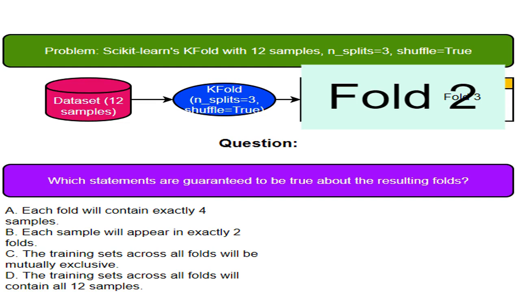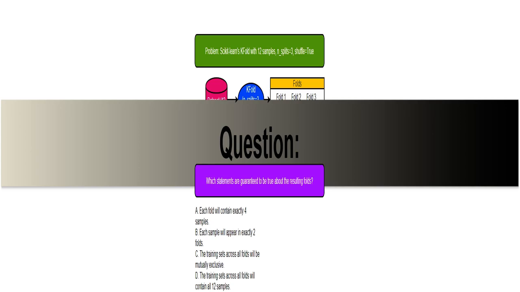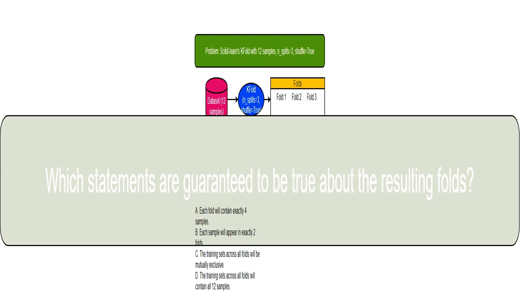I'll be asking you to identify which statements about the created folds are definitively true. This statement claims each of my 3 folds will hold precisely 4 samples. However, this isn't guaranteed, because 12 samples divided by 3 folds does not always produce equal fold sizes.